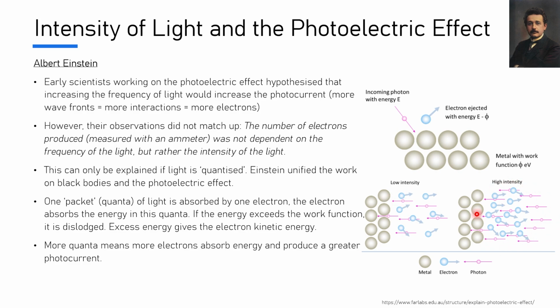In other words, if you then had low intensity light, then you would have fewer photons than you would with high intensity light of the same frequency, and thus this begins to explain why we get a larger photocurrent with high intensity light, because there are more packets of energy, more photons to interact with more electrons, and dislodge them and get them to generate their photocurrent.